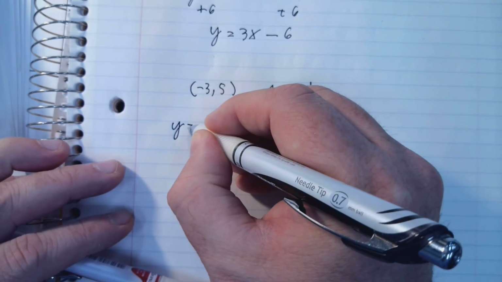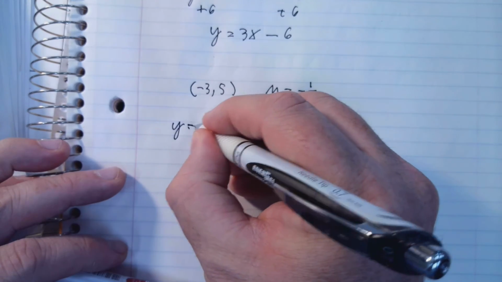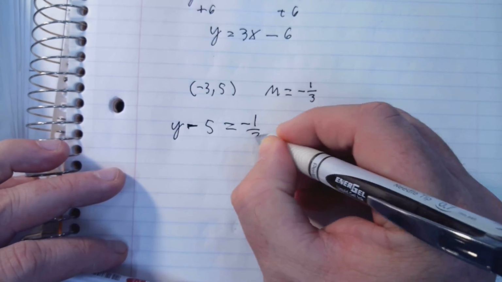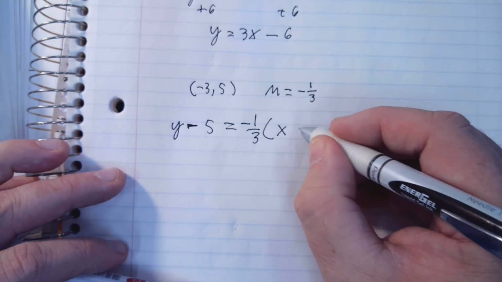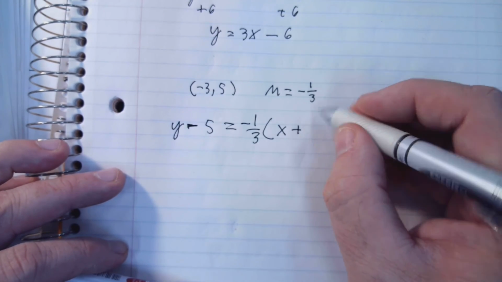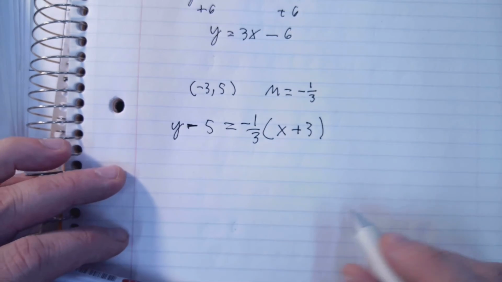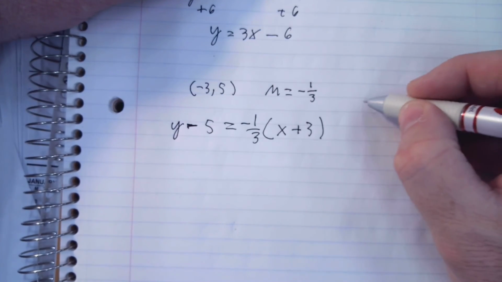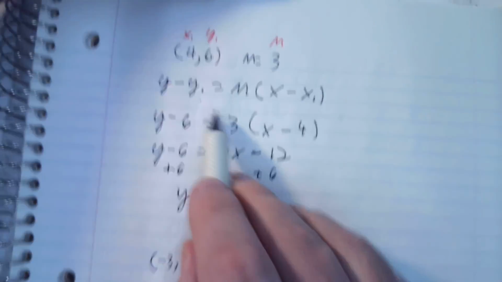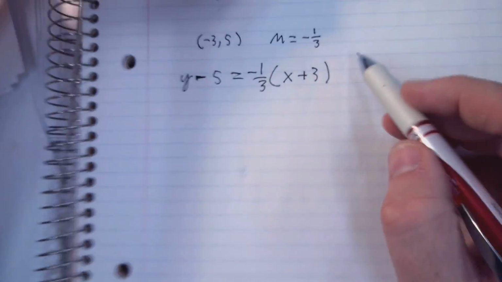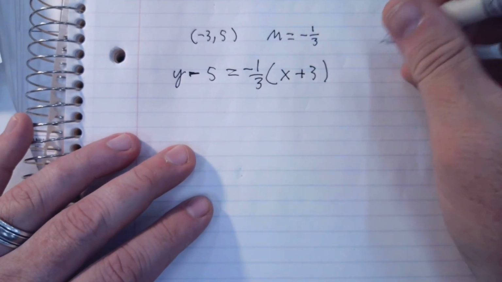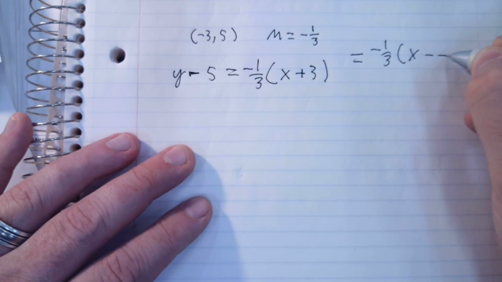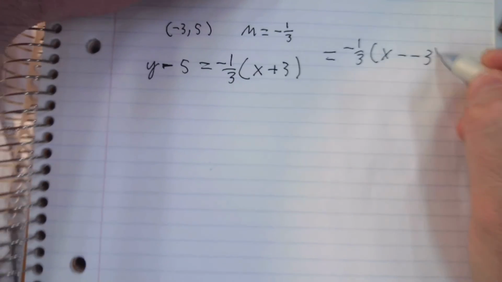Y equals, nope, that's not right. Y minus y1 equals m times x minus x1. Okay, did I do that right? So remember, the formula is a minus, right? So I could have written it like this: negative 1/3, parentheses, x minus a negative 3. Do we want to write it like that?